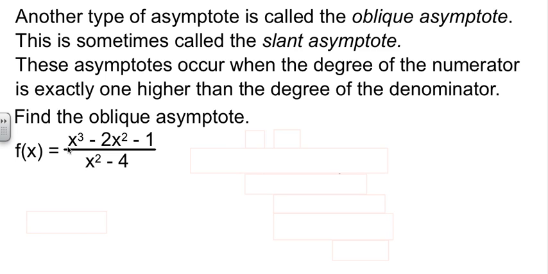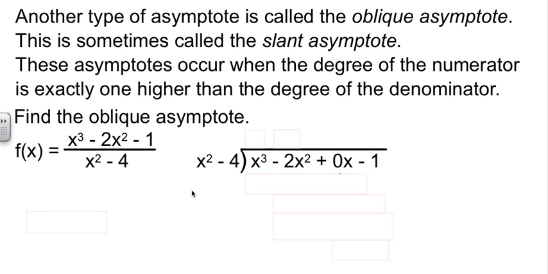Okay. Notice here we have x cubed and we have x squared. There's one difference between them. To get our oblique asymptote, then, we need to divide the bottom into the top. And you'll notice I put this 0x term in because it was missing, so I put it in there to hold the spot. Now we have to do our long division that we learned how to do earlier.